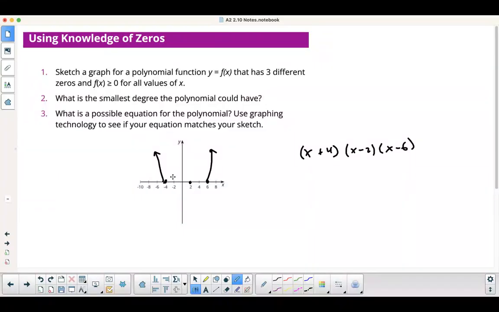So basically all these zeros have to be bounces, because if they cross, they're going to be negative. So I need these to be even powers. I'm going to put 2, 2, and 2 on here. That way it bounces up, and bounces up. I don't ever become negative. So the smallest degree I could get away with would have to be 6, because I'd have x squared, x squared, x squared, which is x to the 6th.